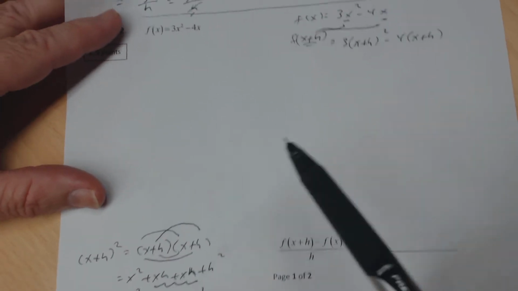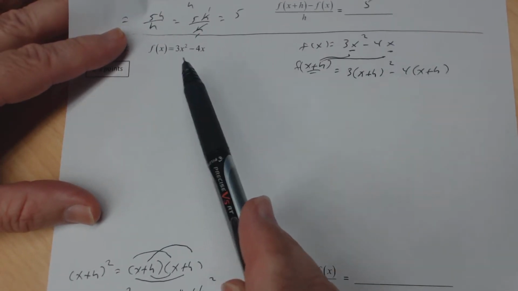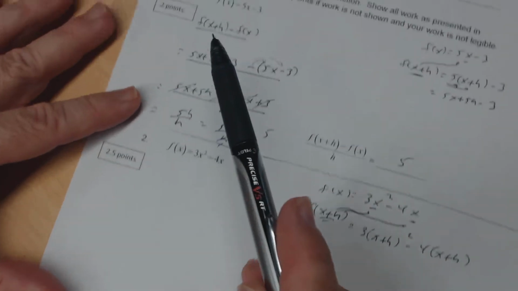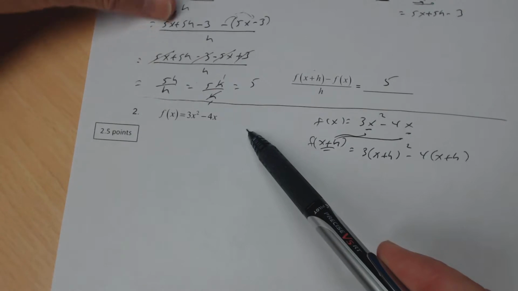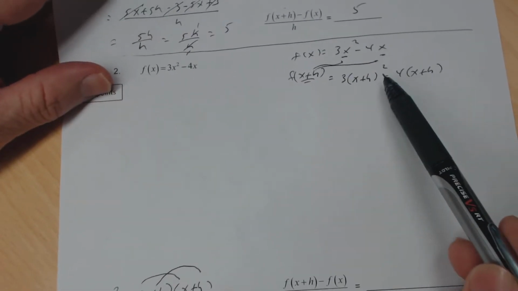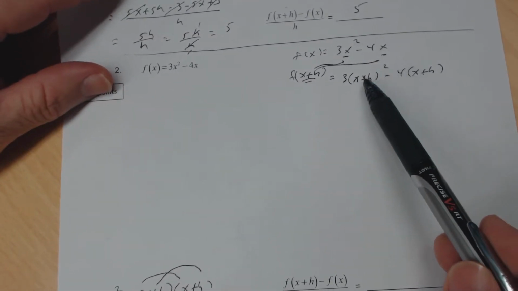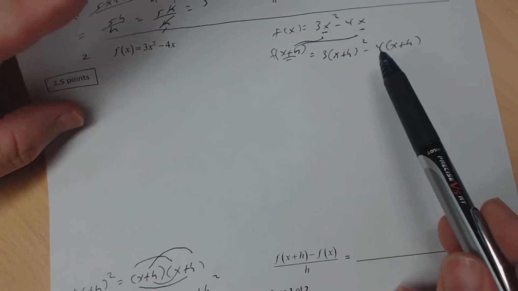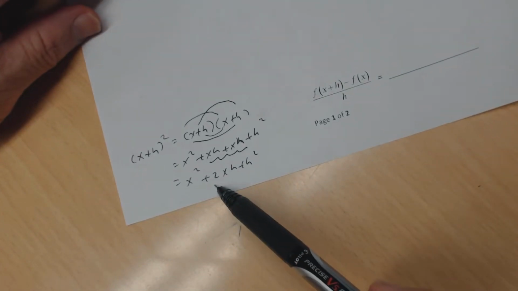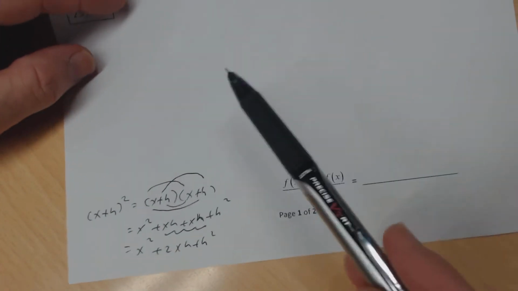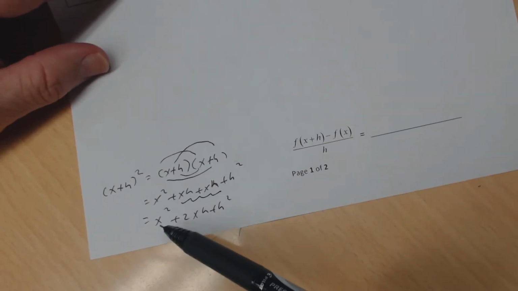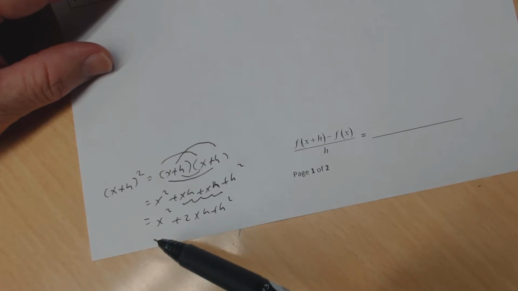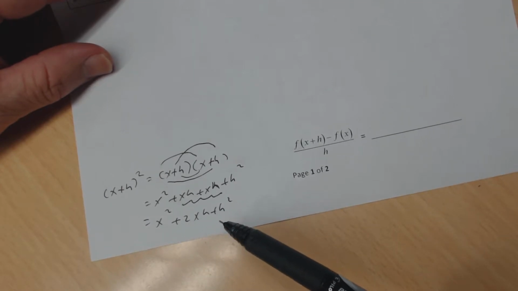So whenever you have a quadratic function, which is what this is. See, this was linear, this is quadratic. Whenever you have a quadratic function, at some point you are going to be squaring x plus h. So you are going to have something like this. That is always going to be equal to this. So if you have several of these, don't keep multiplying this out because it's always going to be the same. X plus h squared is x squared plus 2xh plus h squared.